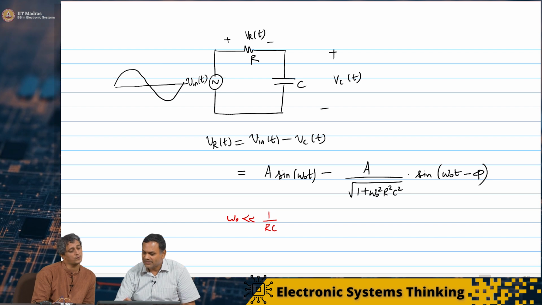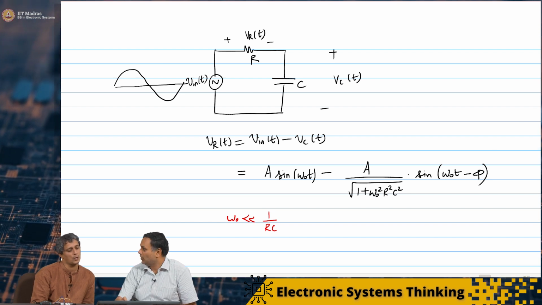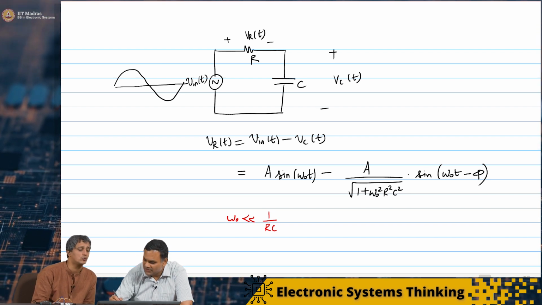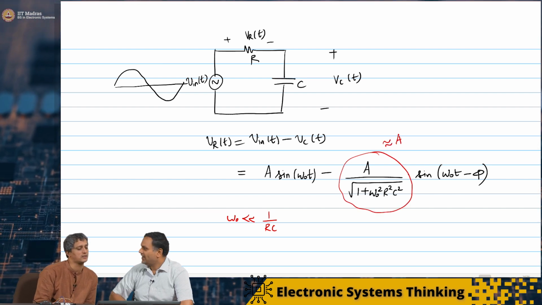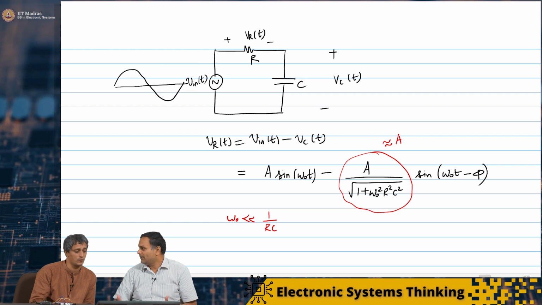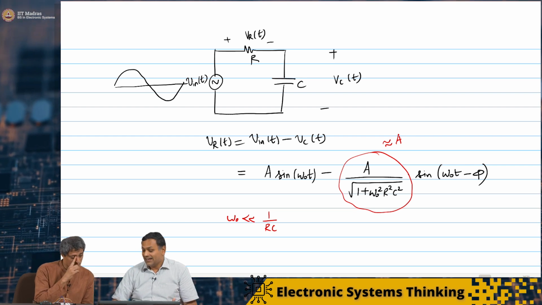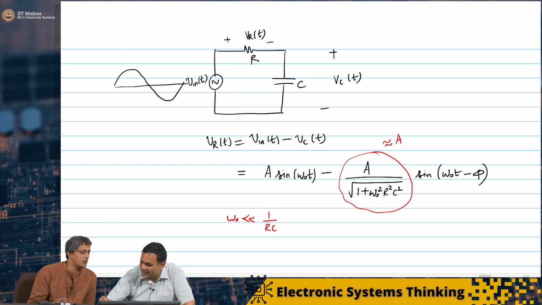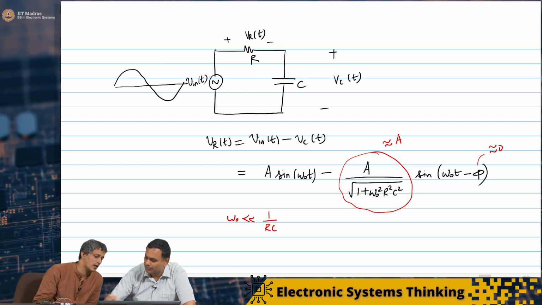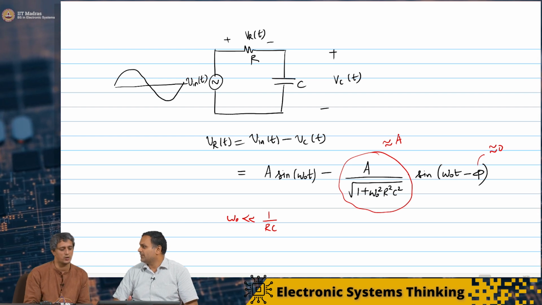So then what happens is omega naught RC is much smaller than 1. This portion will become very close to A. The denominator will become very close to 1, and the phase shift is very small. Tan phi is omega naught RC, so it is very close to approximately 0, very small.